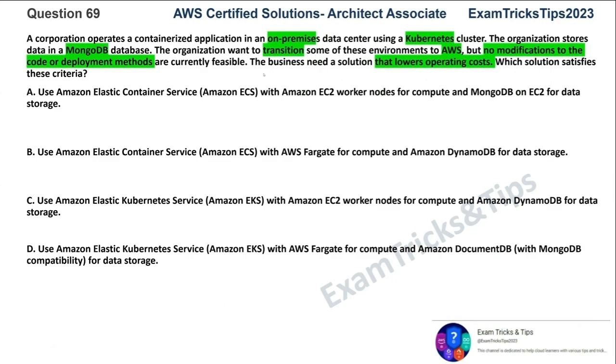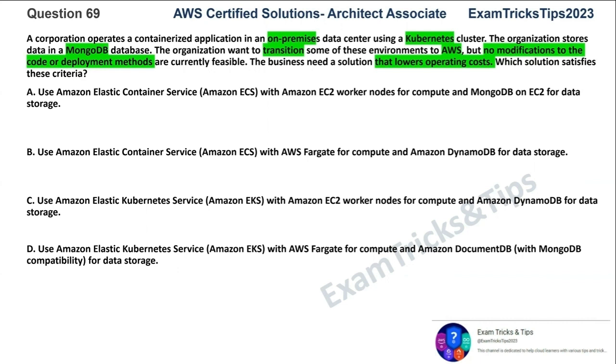So let's understand what the keywords are here. We have a scenario where a corporation has lots of on-prem services. It has a Kubernetes cluster. It has a MongoDB database. The organization wants to move some services to AWS, so it would be a hybrid scenario, but they don't want any modifications to the code or deployment methods. That means you cannot do a lot of changes to the technology. So let's see what options we have here and what is the correct answer for moving some services to the cloud and keeping the operating costs lower.